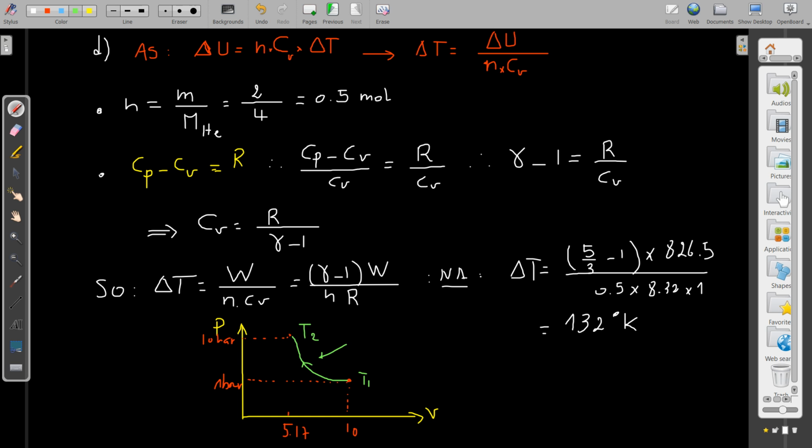We know here that the variation from 1 to 2, which is temperature 2 minus temperature 1, equals 132 degrees. It depends on temperature T1. Here, sure, when it is adiabatic, there is no heat, just a work W.